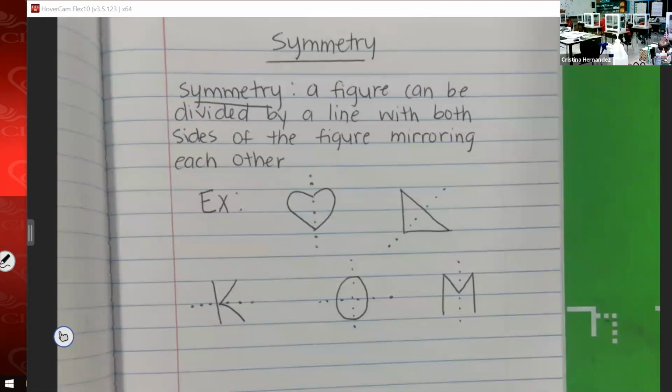Yes, because that's like the line of symmetry. Or you can just draw a straight line. You don't have to draw the little dots. You draw a straight line. Oh, what is EX? Example.